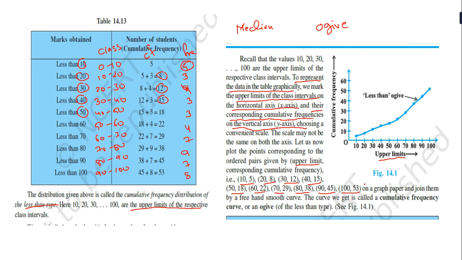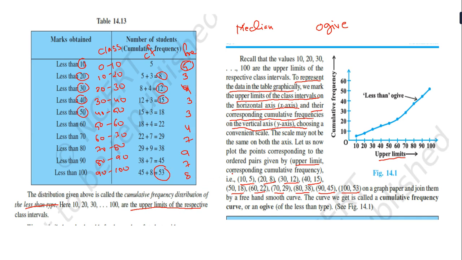Now in the ogive, if we want to find out the median, then what do we have to do? This is just an example. It is an example question in which we learned to draw the less than type ogive. Now in the next step, if I want to find the median through the ogive, how can we find it? So we know that the total is 53.